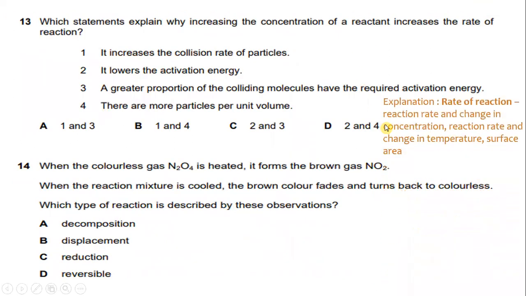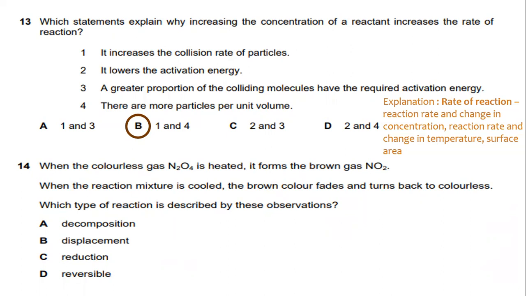Number 13, which statement explains why increasing the concentration of the reactant increases the rate of reaction? So, what is the rate of reaction? The rate of reaction is affected by change in concentration, change in temperature, and also the surface area. So the answer for this is 1 and 4. It increases the collision rate of particles, and it can be affected by the surface area. The smaller the particle size, the higher the collision rate of particles, and there are more particles per unit volume.